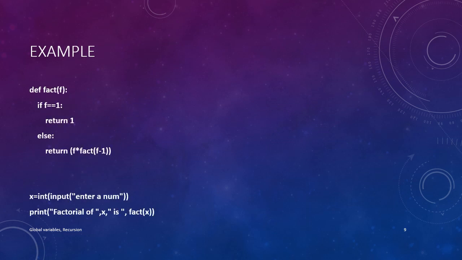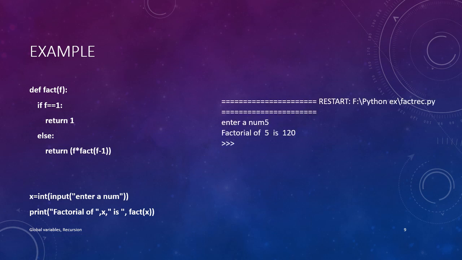The common example used in every programming language while teaching recursion is to find the factorial of a number. The same example we are using here. The result: factorial of 5 is 120. The result will be displayed.